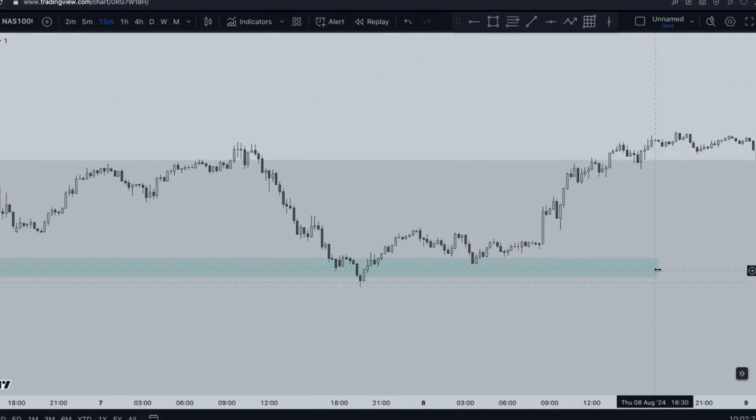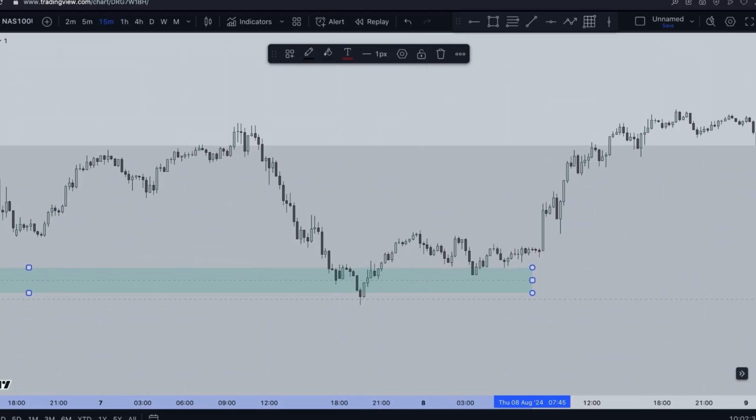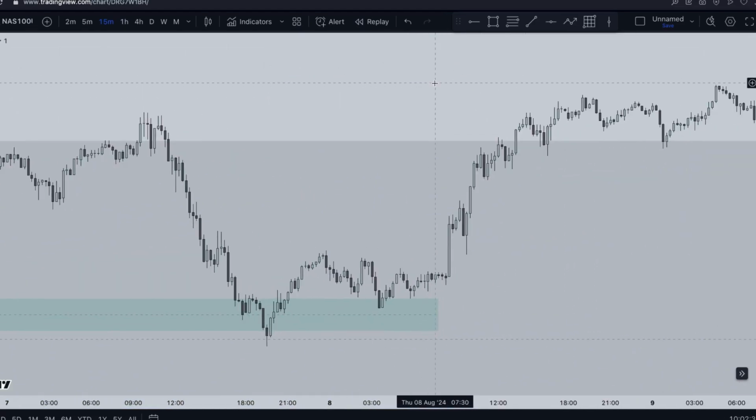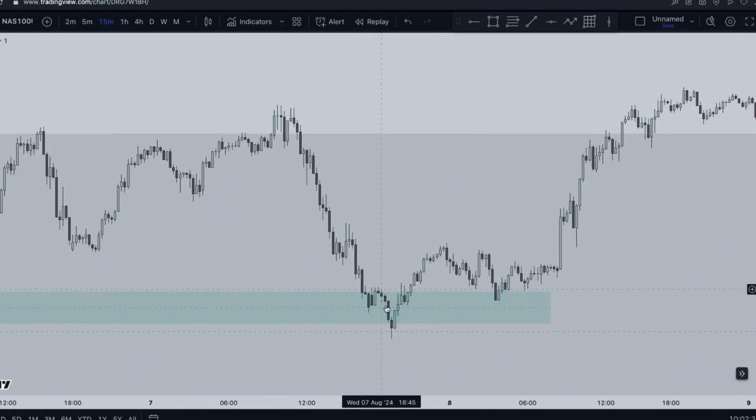So you have your 4 hour fair value gap here. Remember, you have to come from something on higher time frame, all right? So we have your 4 hour fair value gap here. Then what do you do now?